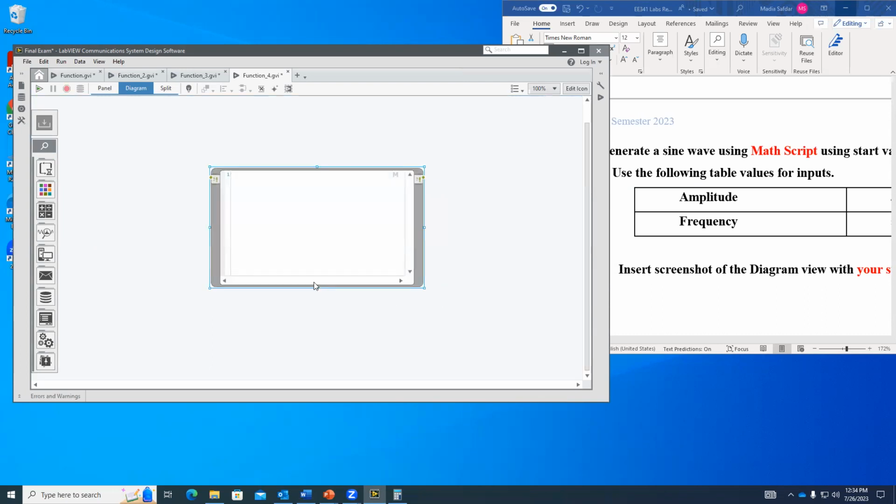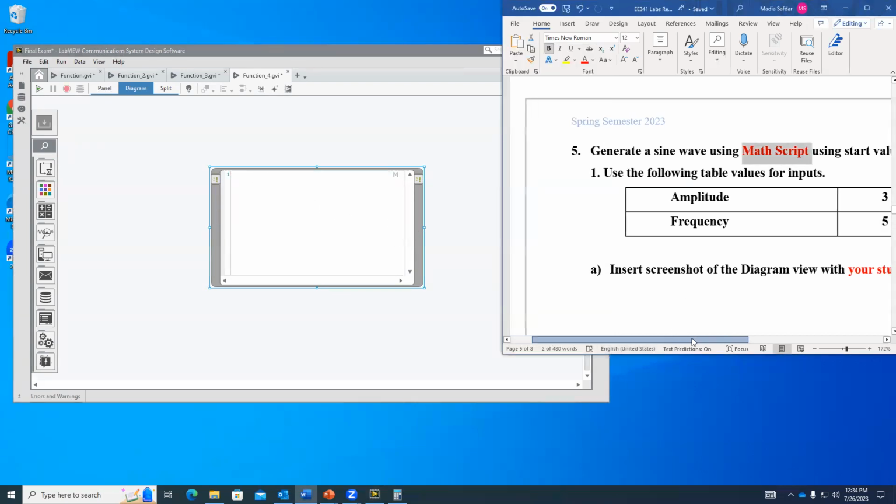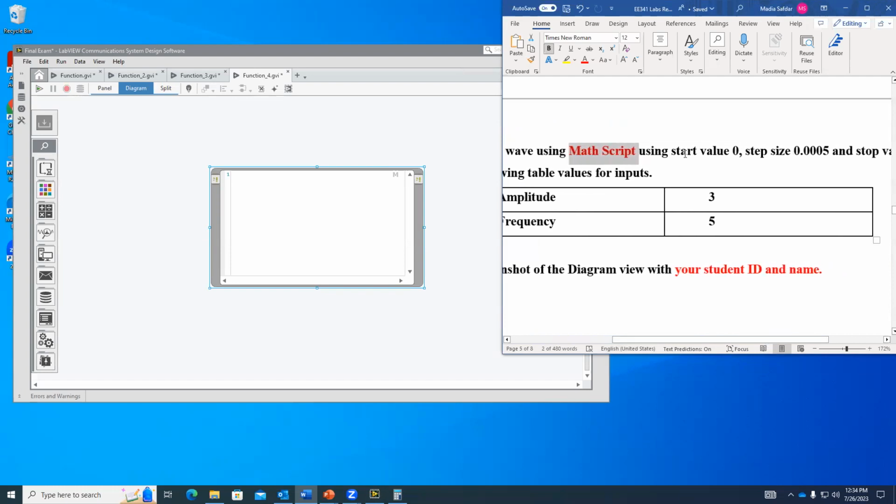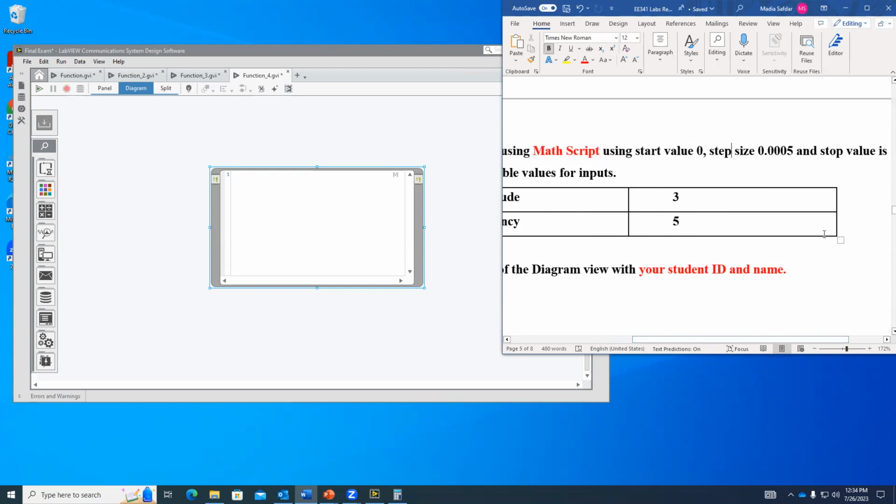This is your math script. Now math script also has 3 parts. These are the inputs, these are the outputs, and here you write code. For the code, I gave you already start values, step size, and top value.